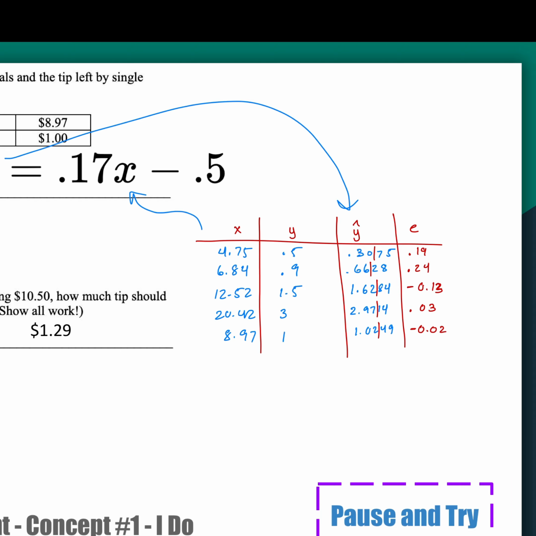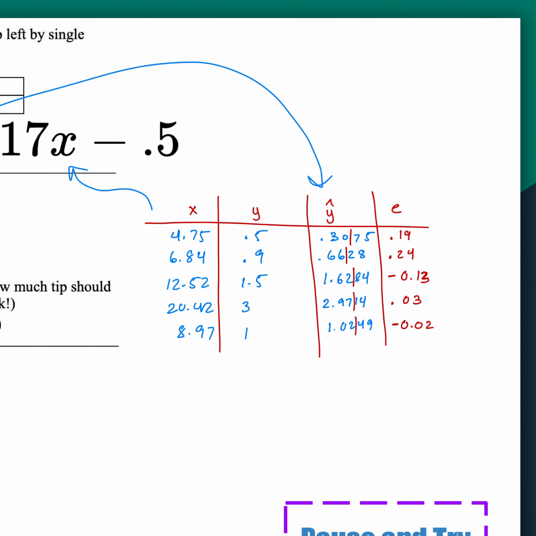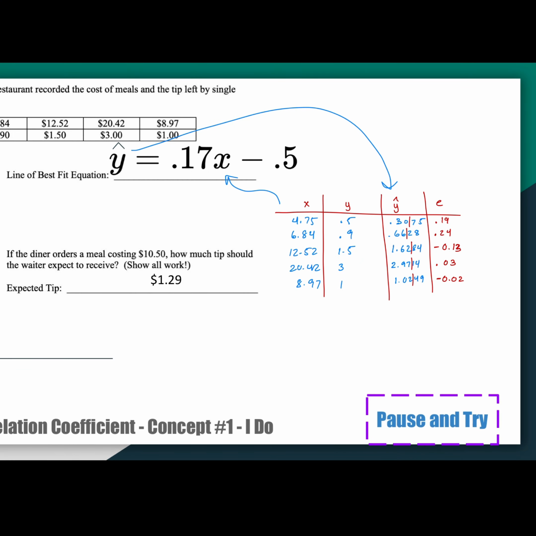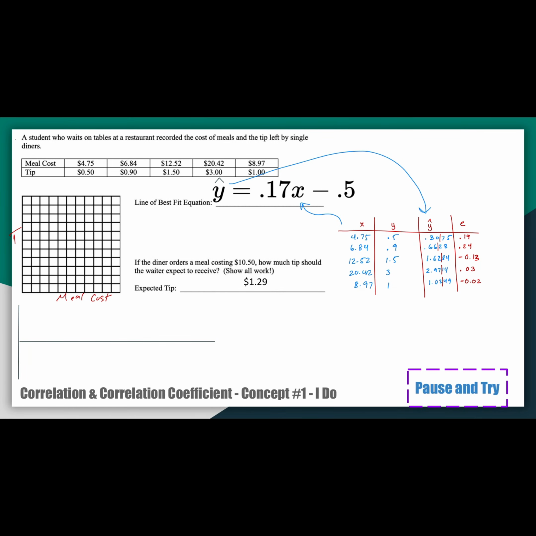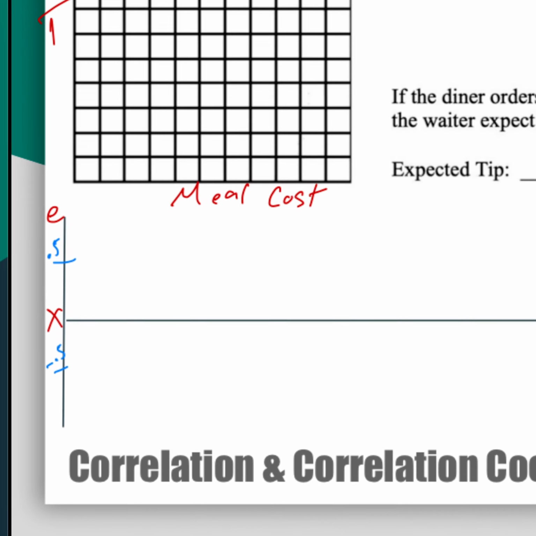Okay, and these were the residual values I got: 0.19, 0.24, negative 0.13, 0.03, and negative 0.02. So already you can tell not much margin of error there. Those residuals are really small values, okay? So we're going to go and plot. We got x, we have our e, and our highest value doesn't even get to a half, right? But I'm just going to put 0.5 and negative 0.5 there, okay?